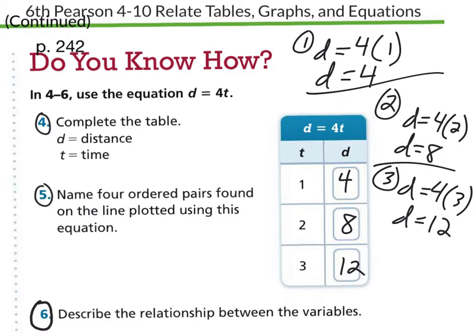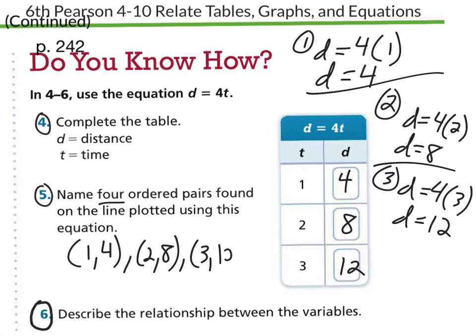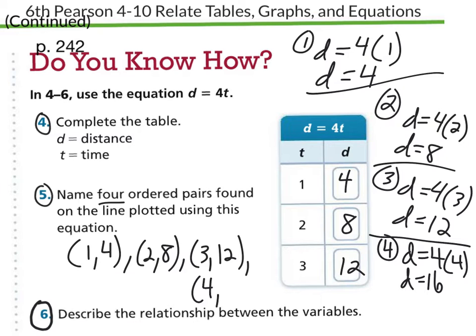Number 5, name 4 ordered pairs found on the line plotted using this equation. Well, we've got 3 of them already from our table. We've got 1, 4, 2, 8, and 3, 12. Another option then, logically, would be maybe we would try 4. So 4 times 4 would be 16. So another point we could have would be 4, 16.